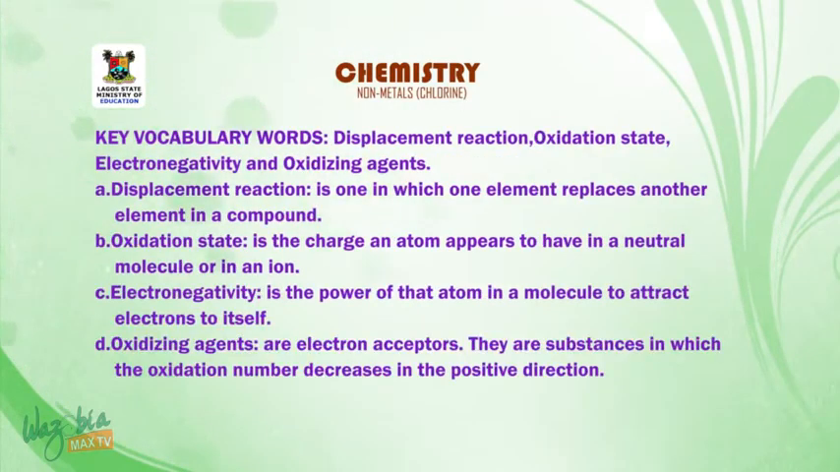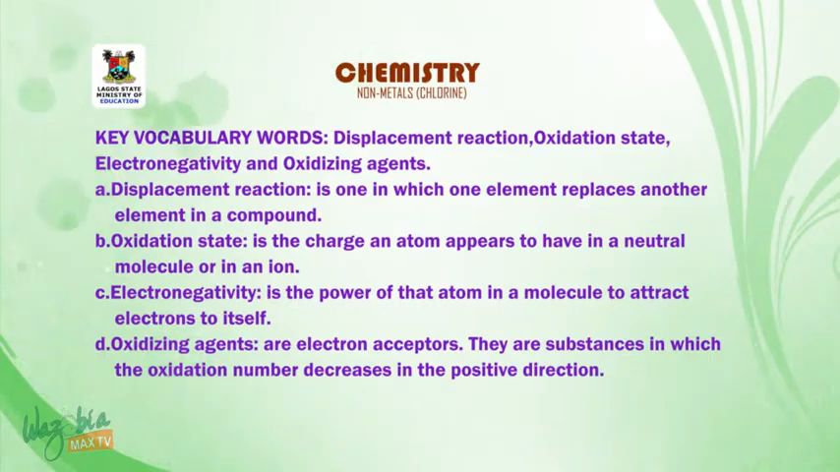Key vocabulary words are displacement reaction, oxidation state, electronegativity, and oxidizing agents. A. Displacement reaction is a reaction in which one element replaces another element in a compound. B. Oxidation state is the charge an atom appears to have in a neutral molecule or in an ion.